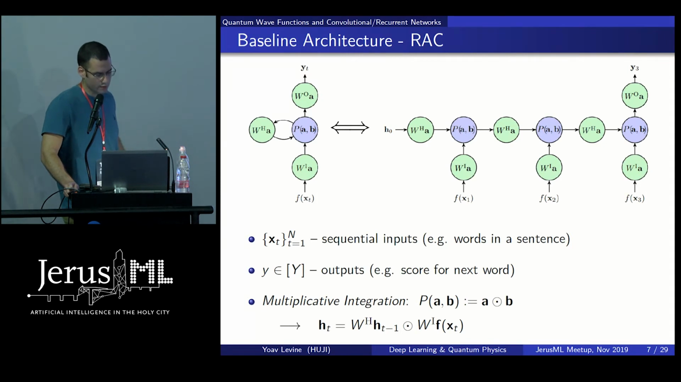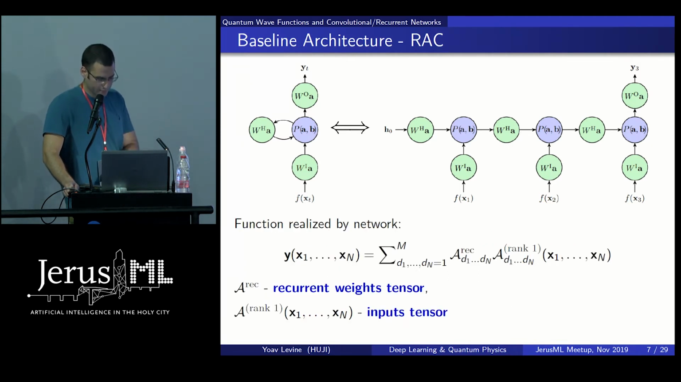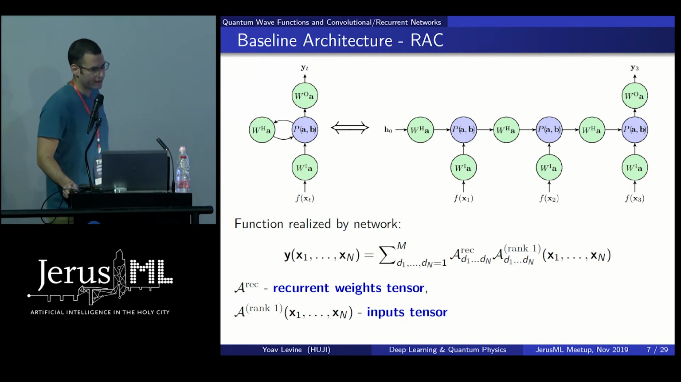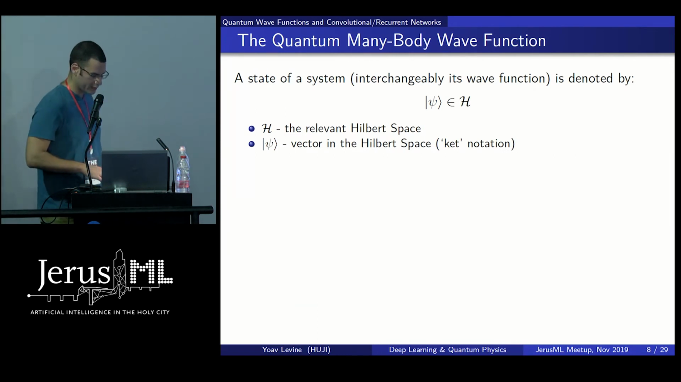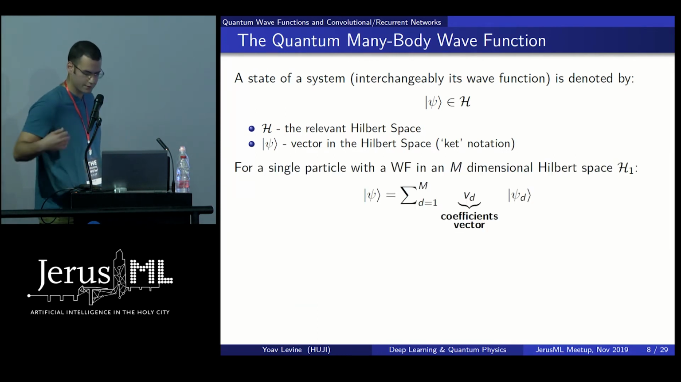Just to quickly introduce, there's a similar class of recurrent arithmetic circuits. It's a circuit of RNNs, and we use multiplications instead of the common nonlinearities. And again, we receive this clean form where this RNN has a function that's just an inner product between two tensors, with a recurrent weights tensor holding all the information really regarding the network structure and computation. Okay, so for these two networks, we're going to show some equivalence between them and many-body wave functions.